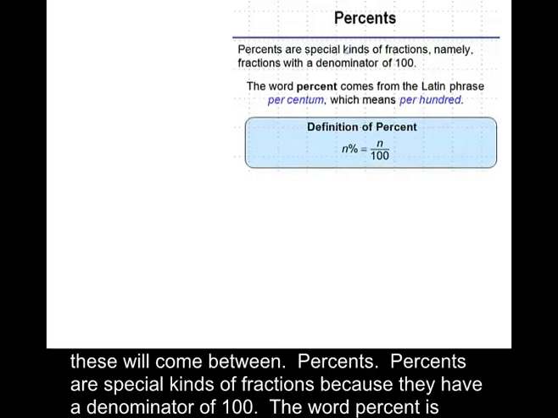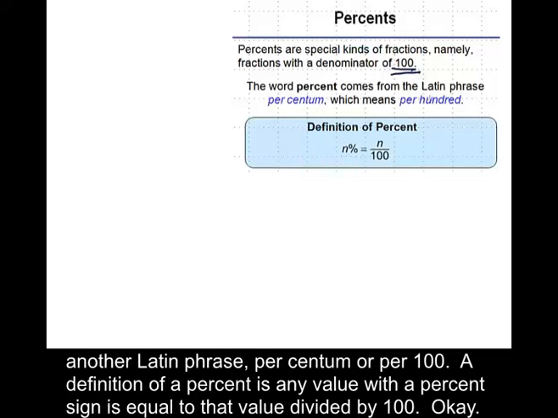Percents. Percents are special kinds of fractions because they have a denominator of 100. The word percent is another Latin phrase, per centum, or per 100. The definition of a percent is that any value with the percent sign is equal to that value divided by 100.